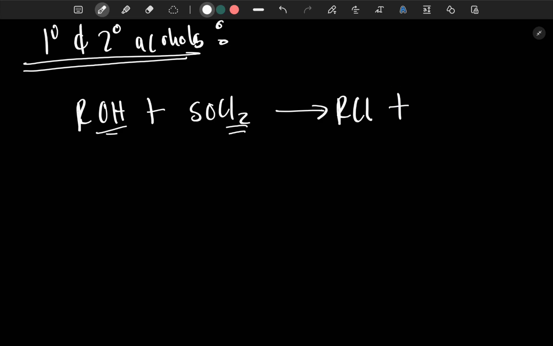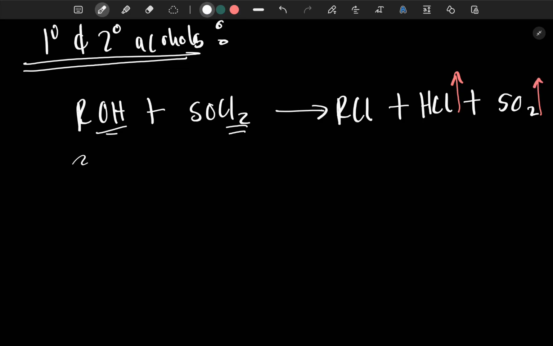And then what is important here is that you are going to get byproducts, HCl and SO2. Sometimes you see them put with arrows like this. I'll explain that just now. Now, what about if I have the same thing?